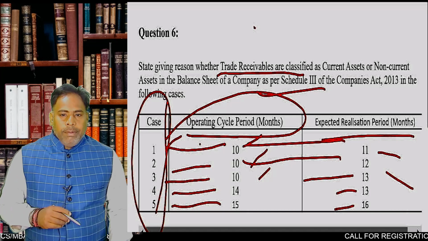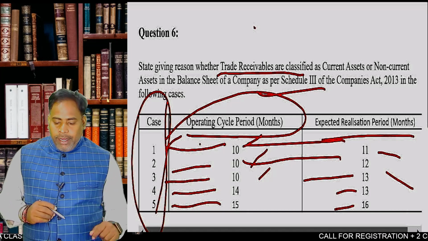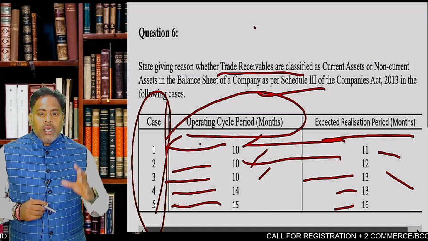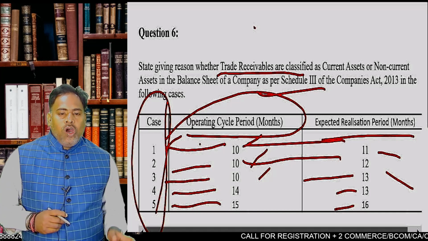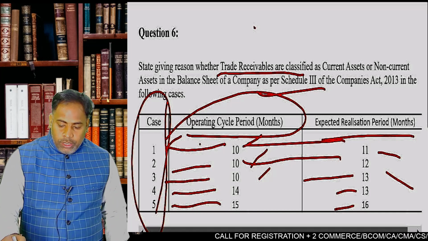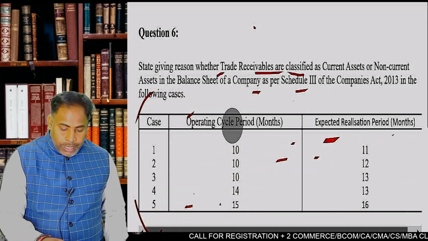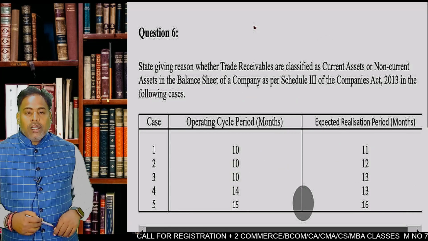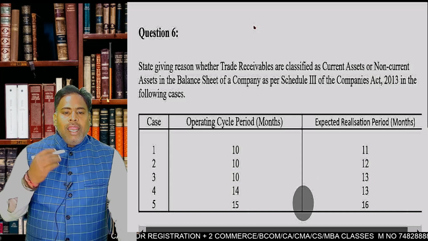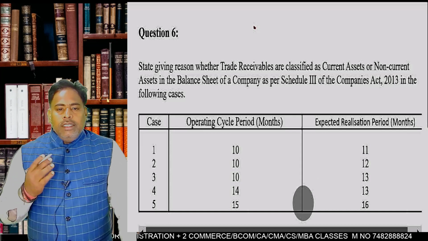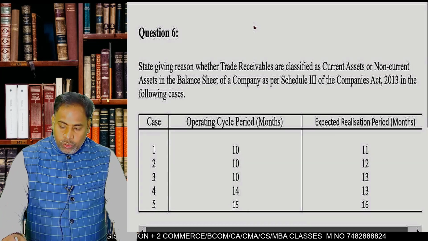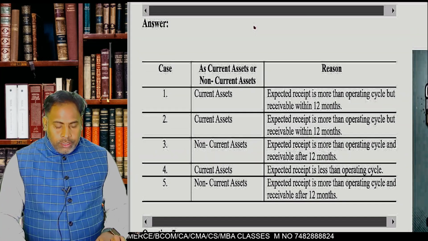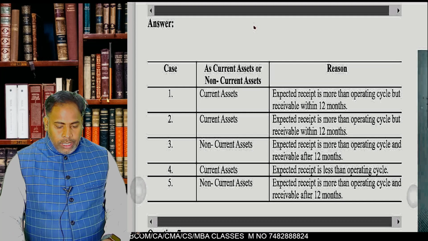The question is already given, so you can identify whether it is a current asset or non-current asset. As I already told you, if it is expected to be realized within 1 year, then it is a current asset. But if it is realized in more than 12 months, then it is called a non-current asset. You can see in the answer sheet, I have mentioned all the details of the answer.